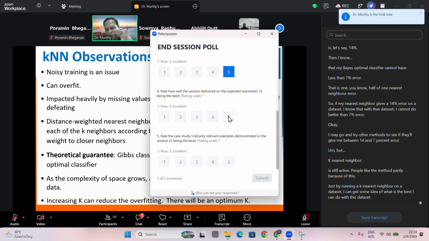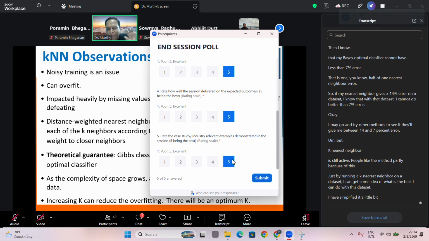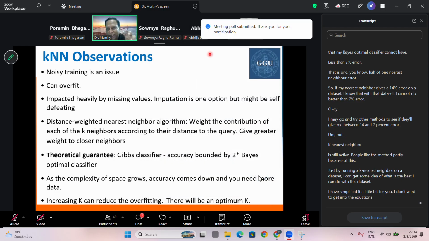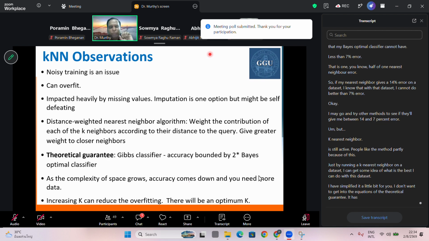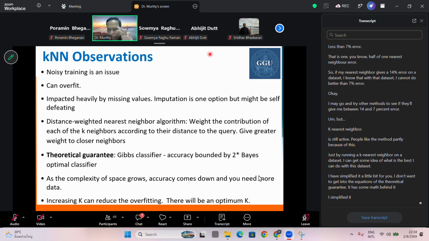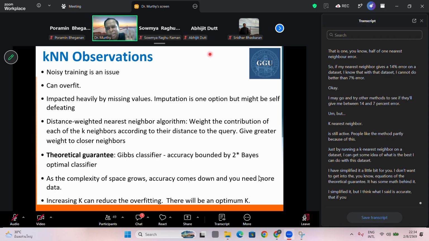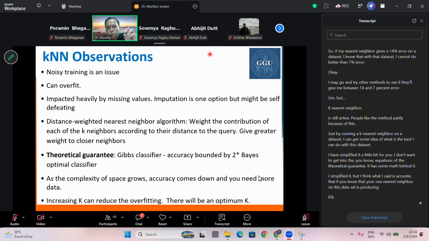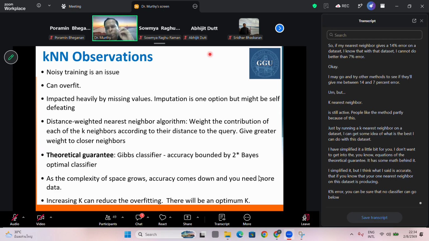I have simplified it a little bit for you. I don't want to get into the equations of the theoretical guarantee. It has some math behind it. I simplified it, but I think what I said is accurate, that if you know that your one nearest neighbor on this data set is producing k% error, you can be sure that no classifier can go below k/2% error.